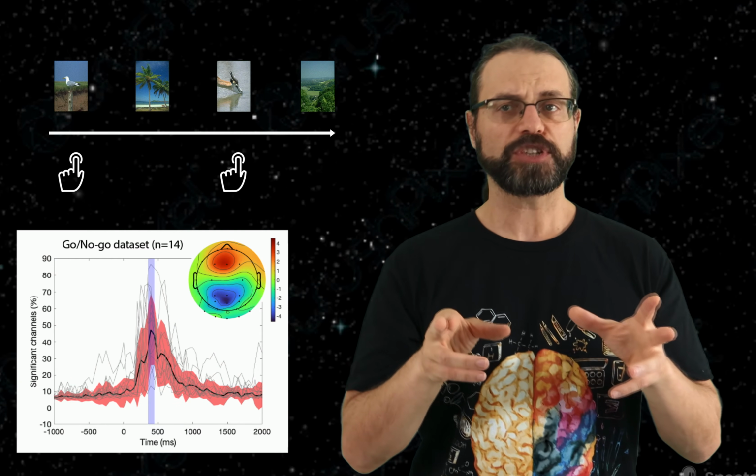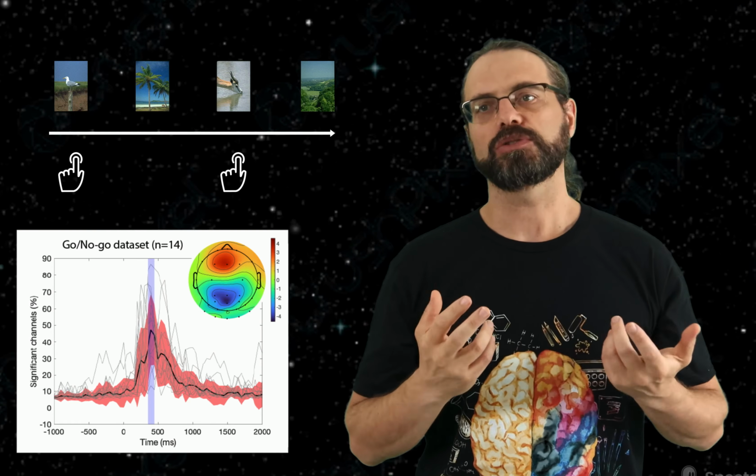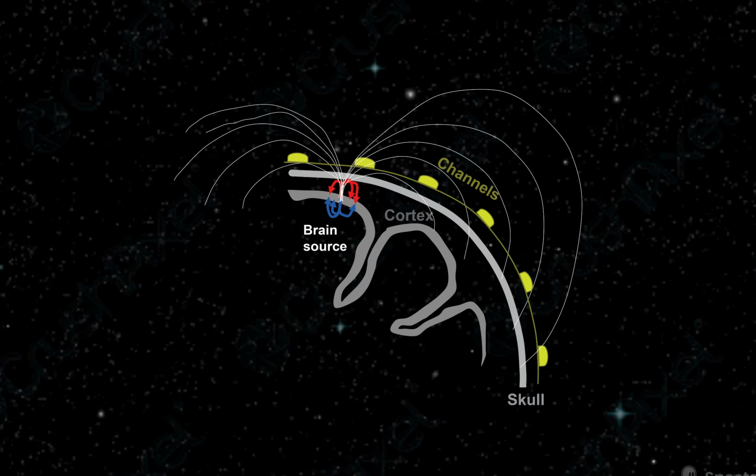Here, about 50% of the channels were significant, although that varied across subjects as shown by the red shaded area. The rationale for using the percentage of significant channels is that because of volume conduction, an effect will be visible on most channels, even if it's localized in one brain area. It is illustrated here. We have a brain source and its potential is visible on most channels.